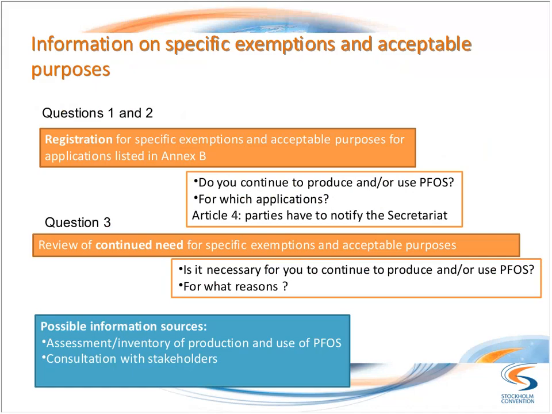So I will now show you briefly what the different questions are in this Part D of the reporting format on PFOS, what type of information should be provided, and also possibly where that information could come from. Questions 1 and 2 relate to the registration for specific exemptions and acceptable purposes. As I've mentioned, parties wishing to make use of these exemptions need to notify the Secretariat.